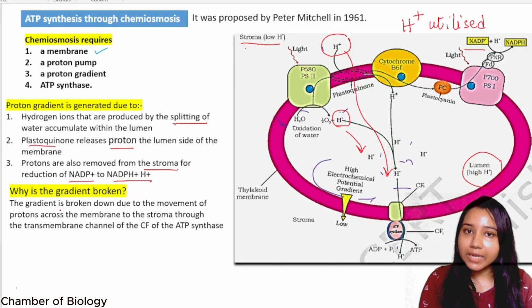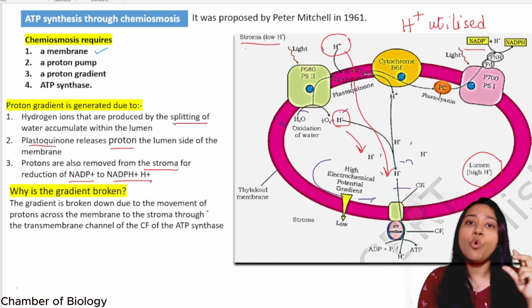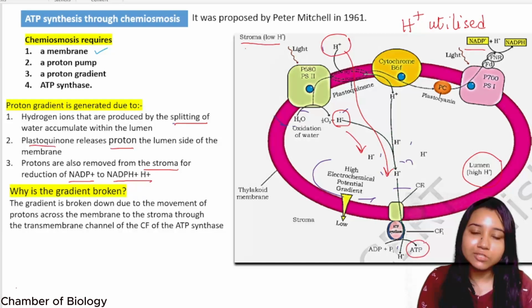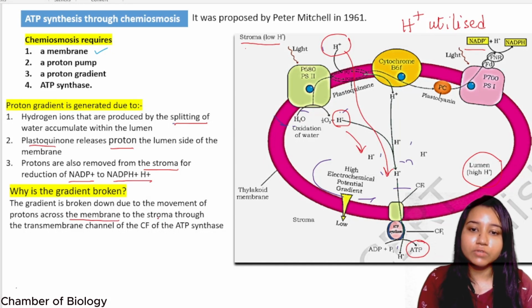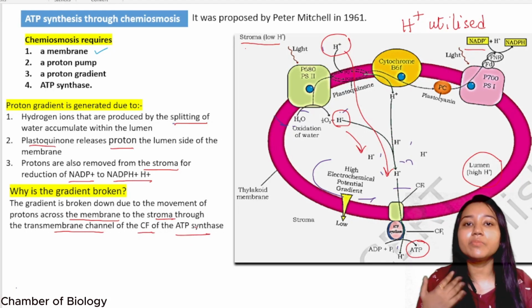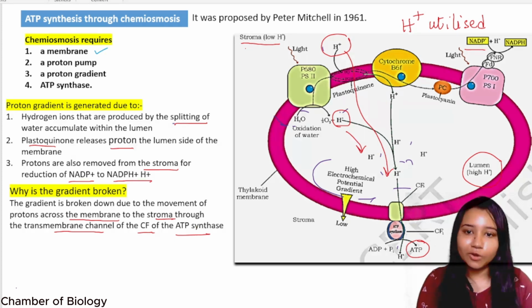And how is this gradient broken? The gradient is broken down due to the movement of the protons. As the protons are moving, there is going to be a proton motive force which is going to release the ATP, adenosine triphosphate. As it moves across the membrane to the stroma, the transmembrane channel of the CF0 of the ATP synthase is going to help in production of the ATP. I hope after this it is clear to all of you.